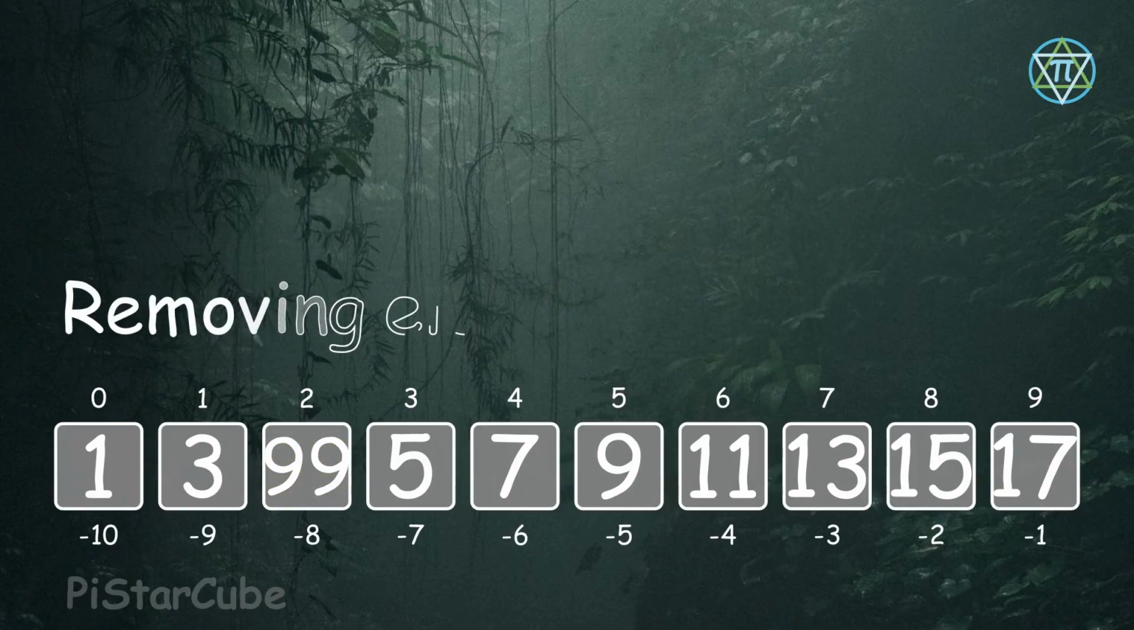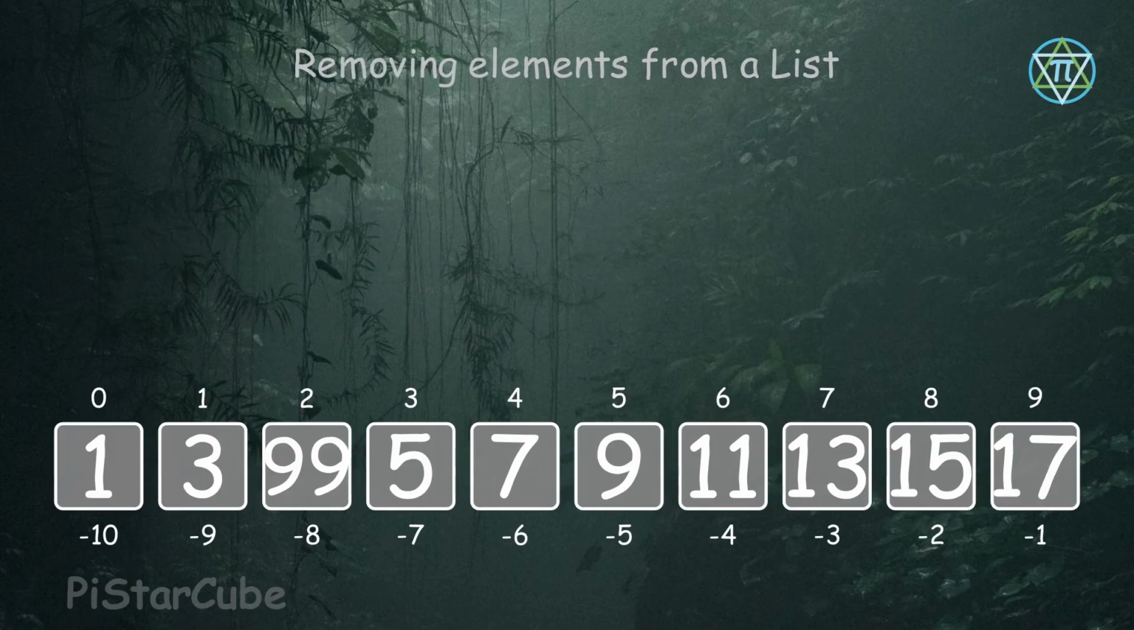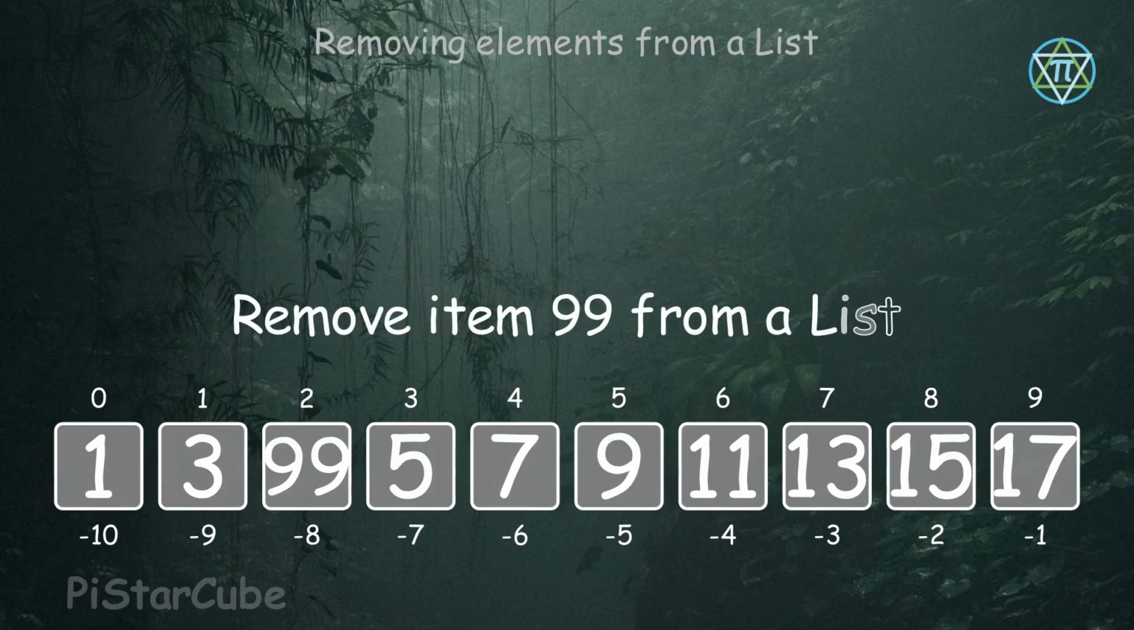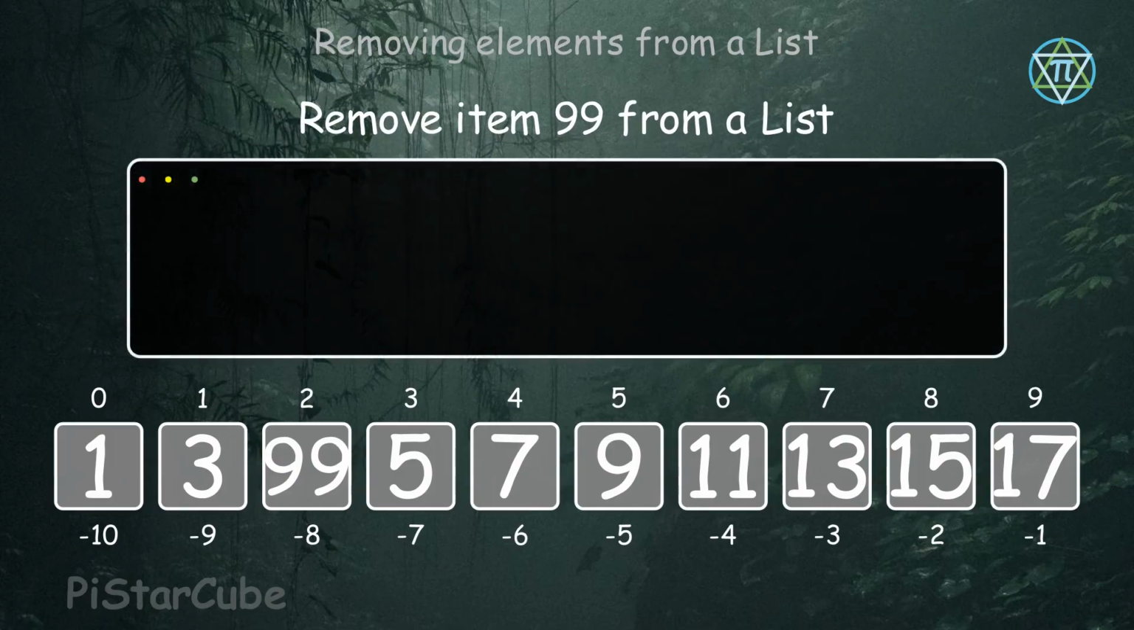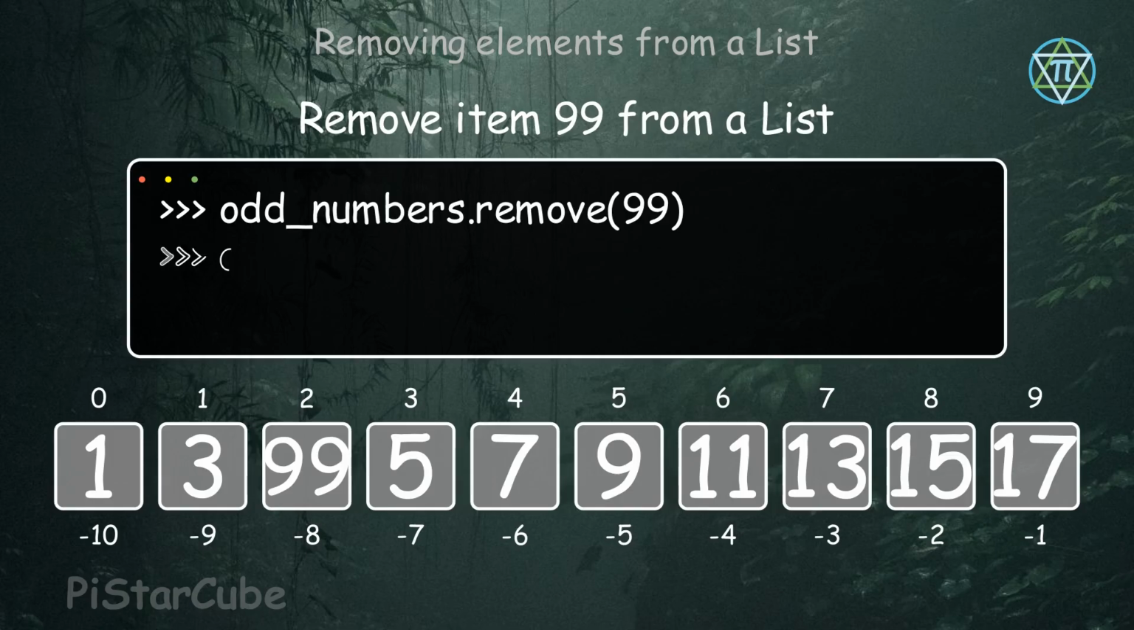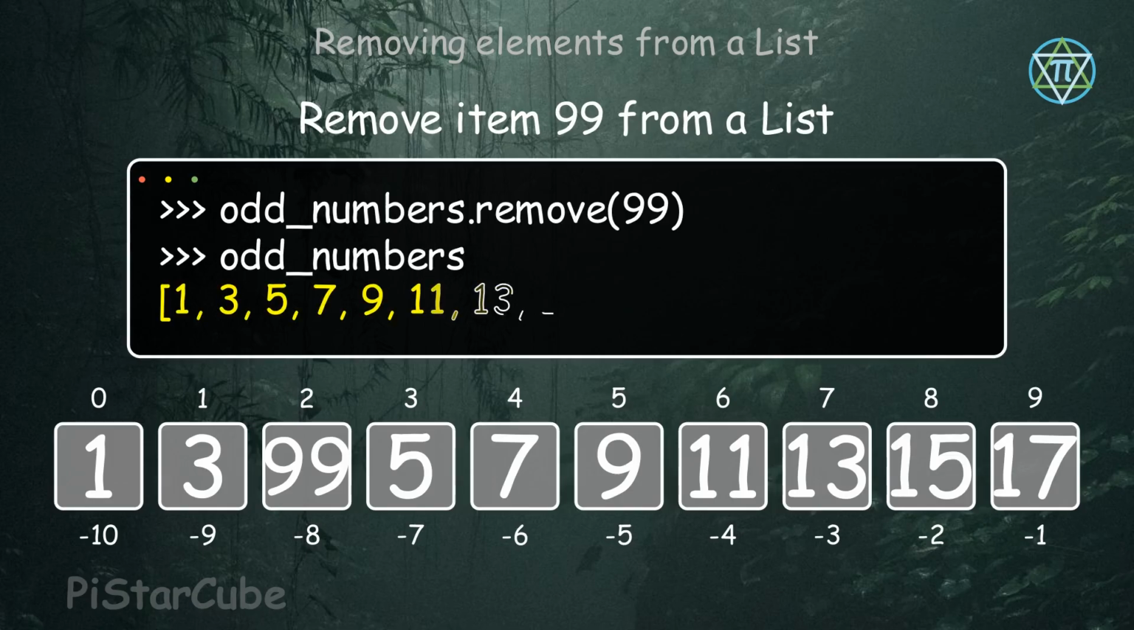Now, let's see how to remove elements from a list. To remove item 99, we use the remove method. odd_numbers.remove. It deletes the first occurrence of the specified value. As you see, it has been removed from index 2 in the list on the screen.